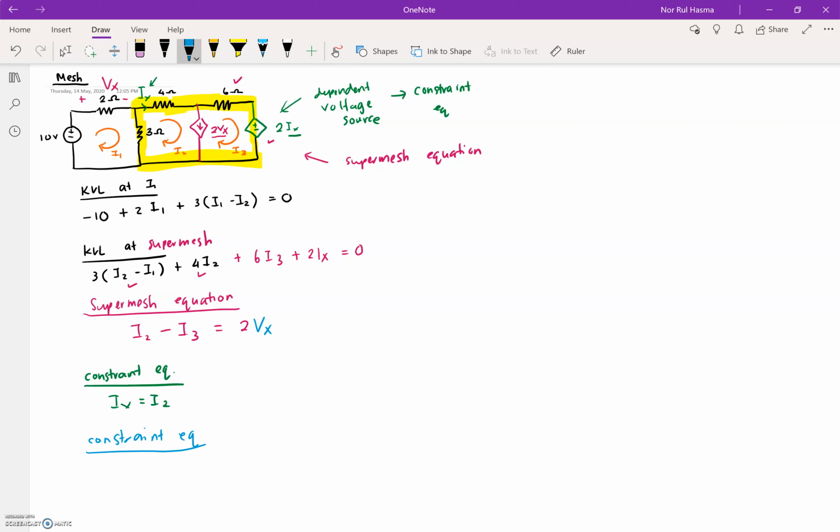So what is Vx? Vx is I1 times 2, so 2I1. So there is another equation, and then the total number of equations will be 5 equations. That's all.